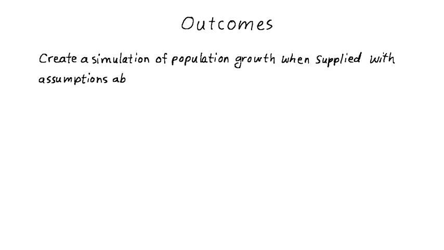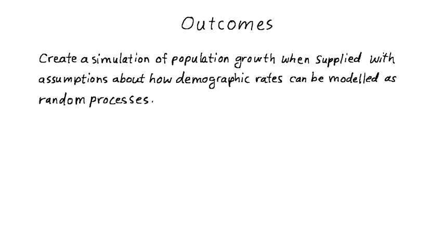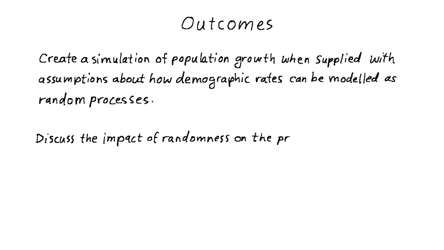By the time you've mastered the ideas related to this video, you'll be able to do two key things. First, you'll be able to create a simulation of population growth when supplied with assumptions about how demographic rates, like the birth rate, can be modeled as random processes. Importantly, you'll need to be able to implement your simulation on a computer, so incorporating other skills you've been developing in the course will be an important step toward achieving this outcome. Second, you'll be able to discuss the impact of randomness on the predictions made by models of population growth.